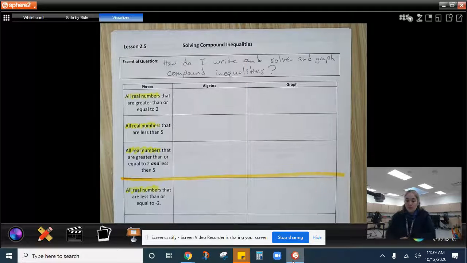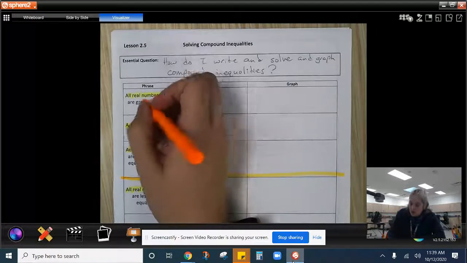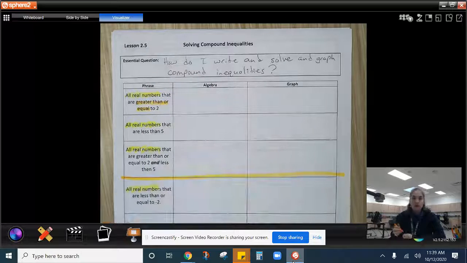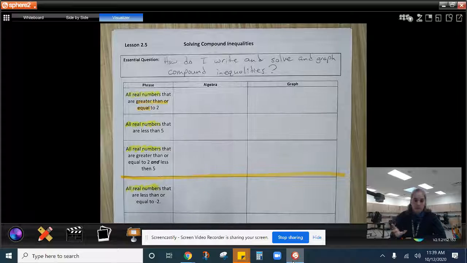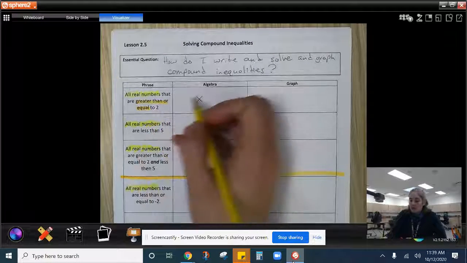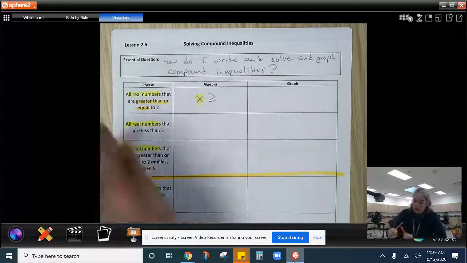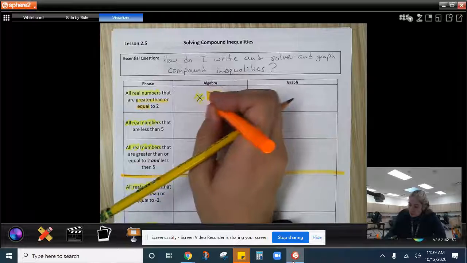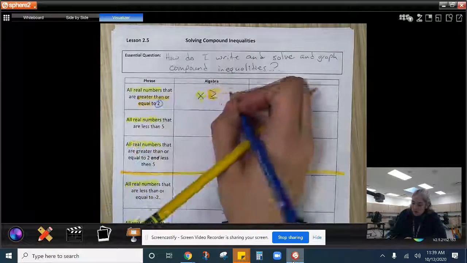So the first one: all real numbers that are greater than or equal to 2. We want to write that as an algebra statement, and you already know about this greater than or equal to symbol. When it says all real numbers, that is our variable. That's x. I'm just going to stick with x in this case. Greater than or equal to is this guy right here. So this is our x, and this is our symbol, and then 2. 2 is the number that we care about.